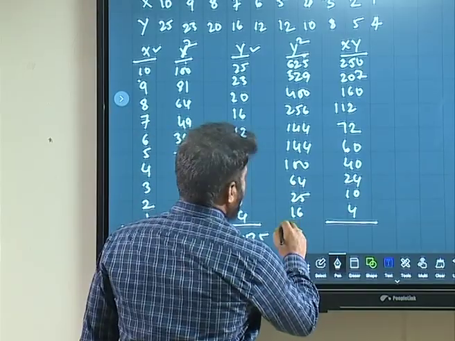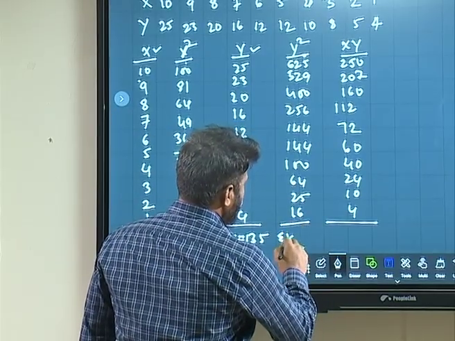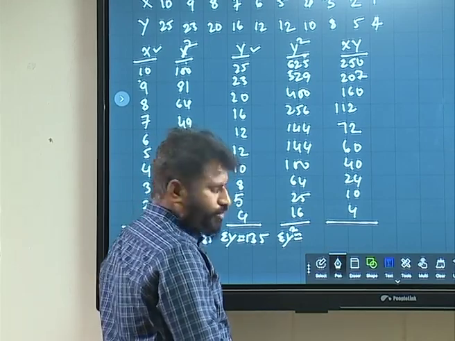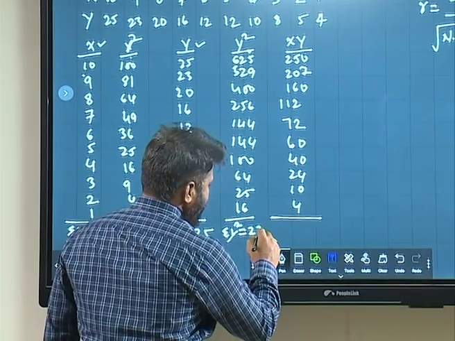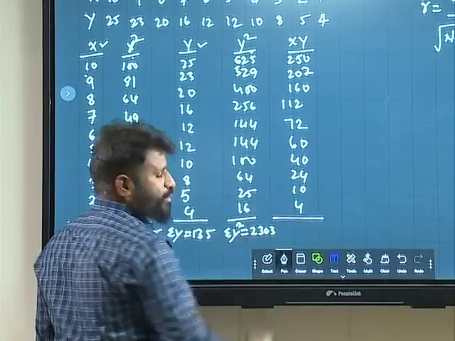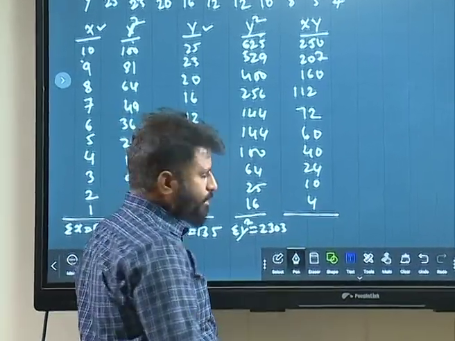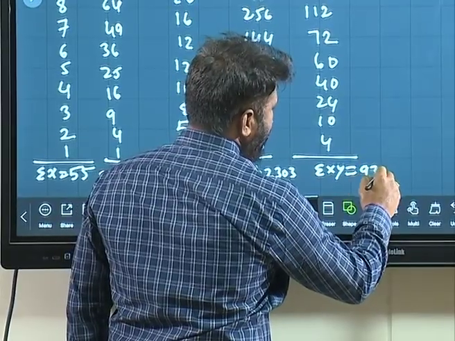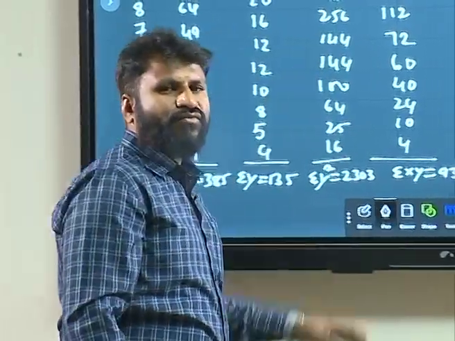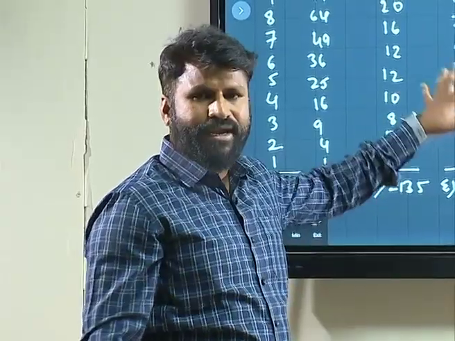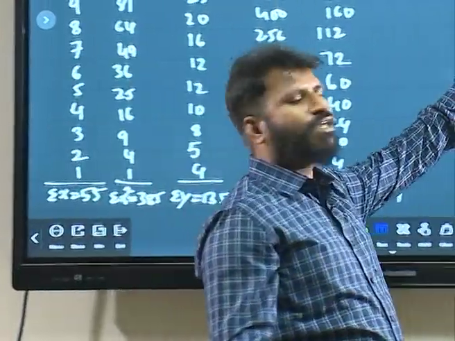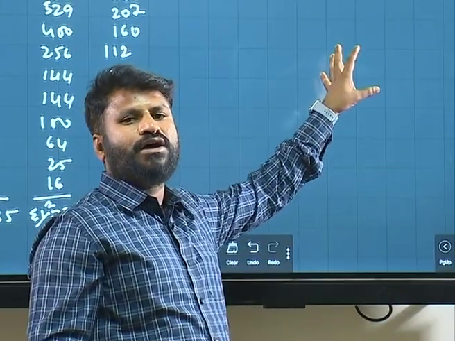Next sigma y square is equal to 2303. Sigma xy is equal to 939. So we have to calculate the sums of the entire variables. After that, you can substitute the values according to the formula.